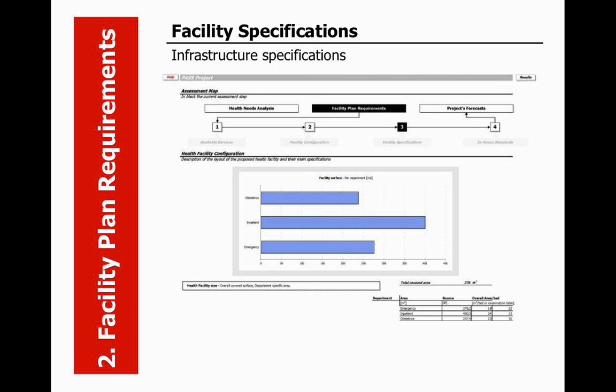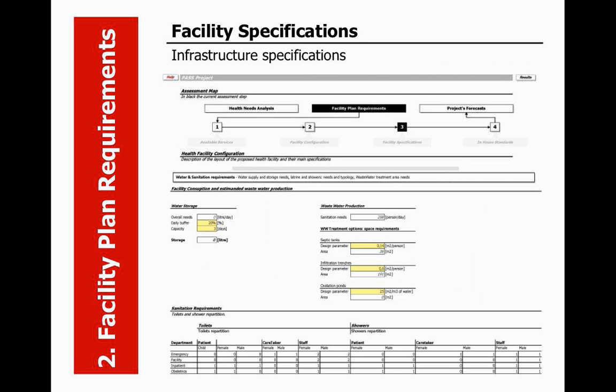On the next page I have a recap of how the facility should look like, so in terms of surfaces, in terms of specific services like for example water and sanitation, how many latrines I should provide according to the service that I have. This also allows me to say, okay, if I have a maternity I will probably have more women than men, so I have to design my latrines according to these needs.